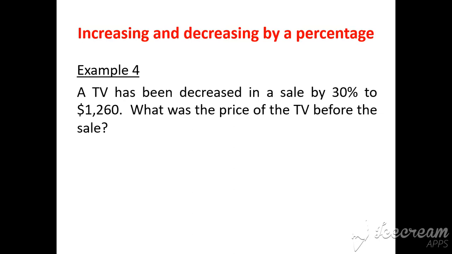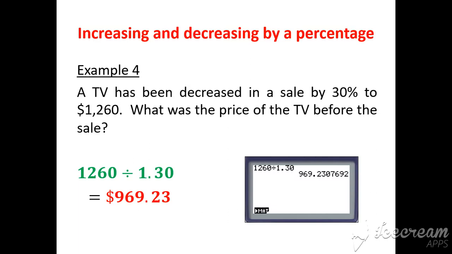Right, now we've got a tricky example to finish with. A TV's been decreased in a sale by 30% to $1,260. What was the price of the TV before the sale? So if you try and go 1,260 divided by 1.30 to go down to $969, we're wrong. And that's because the TV was greater than 1,260 and it's decreased 30% down to 1,260.